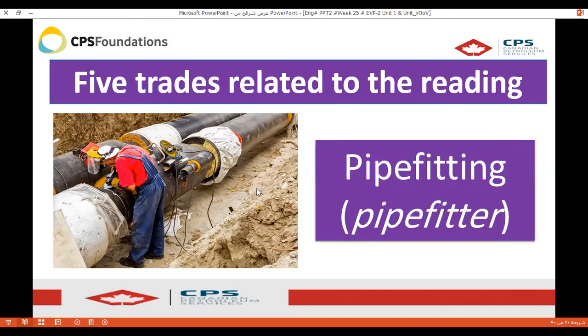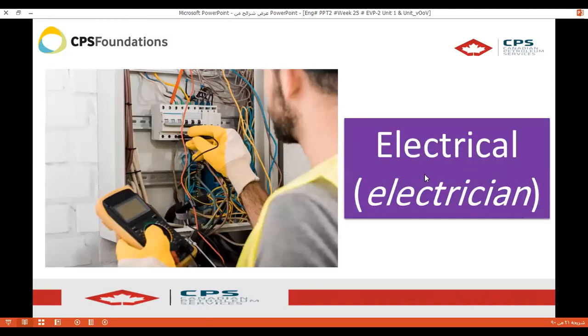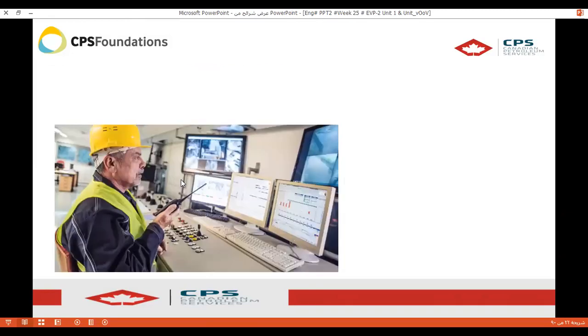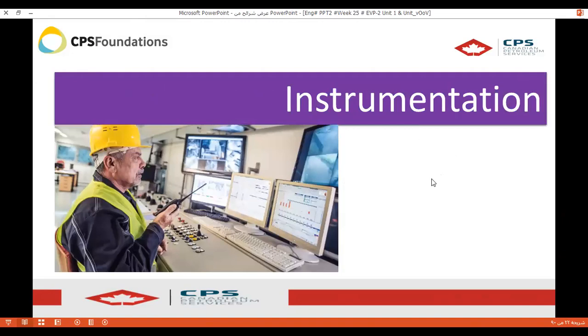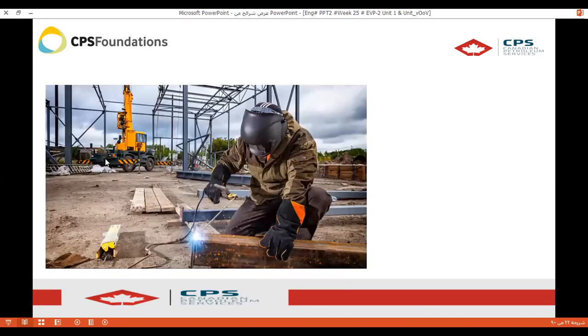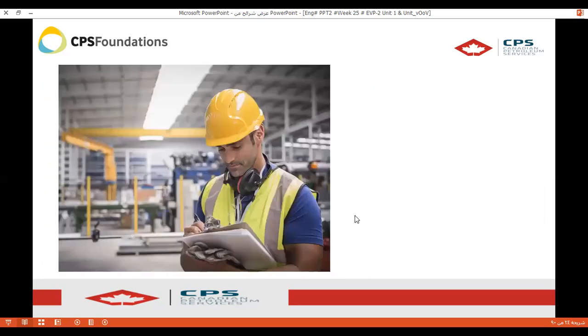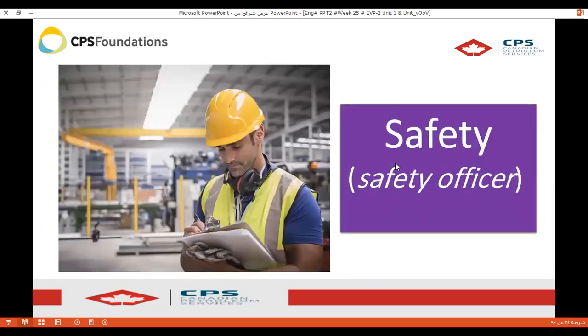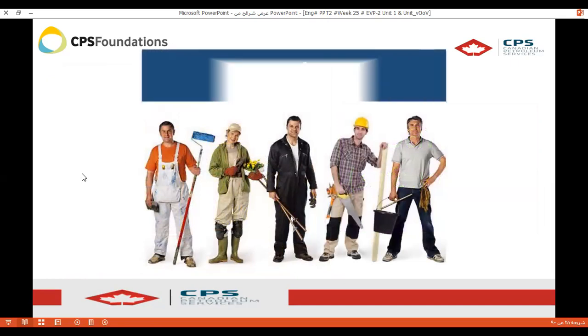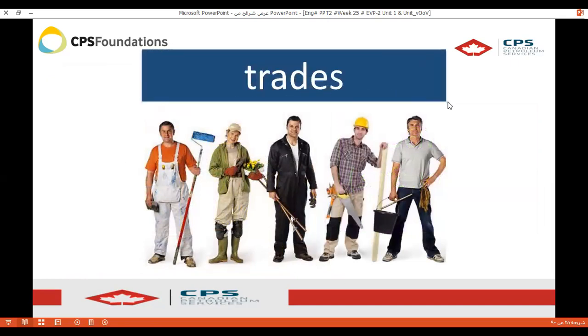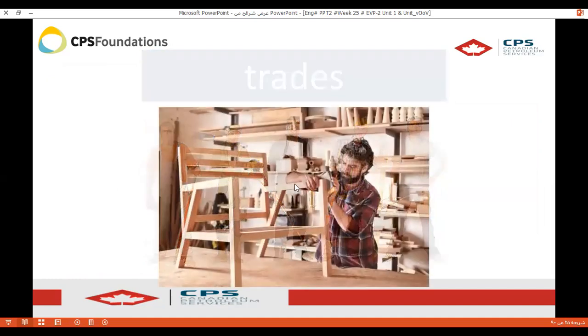5 trades related to NCTC. They are pipe fitters, people who fix pipes like this, electricians or electrical trades, instrumentation technicians, welders or welding trade, safety officers who work in safety. These are the trades that are in NCTC. Of course, there are other trades in the construction field, but they are not in NCTC. These are the 5 trades that we have in NCTC.